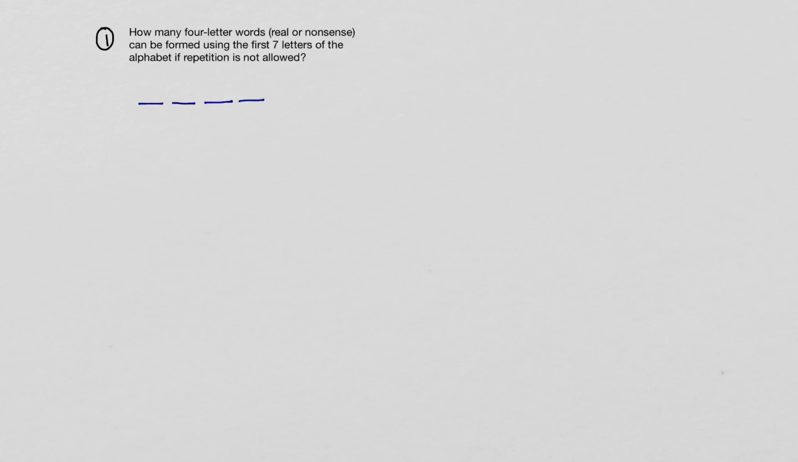And now I'm going to try to figure out how many ways I can make each one of these choices here. So I want just the first 7 letters of the alphabet. So how many choices do I have here? Any one of those 7 letters. So I have 7 choices here. And now we're told that repetition is not allowed. So whatever letter I pick here, I cannot use here. So I had 7 letters to begin with. Now I have only 6, and now only 5, and now only 4.